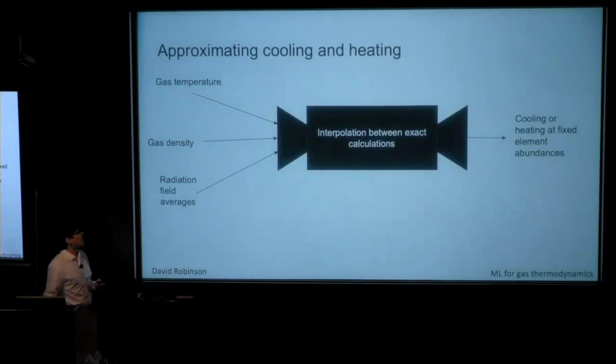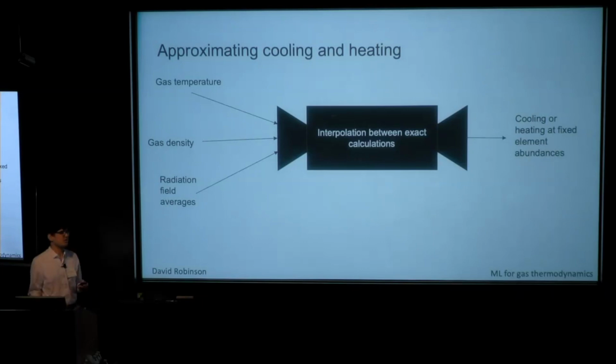For the case that I'm going to be talking about today, we're going to interpolate the cooling and heating functions at a fixed pattern of element abundances. As inputs to that interpolation, we have gas properties, the temperature and density, and then we want to characterize the incident radiation field by some averages in frequency or energy. We don't need machine learning to do this. We can do this with a linear interpolation table, but machine learning is a really useful approach for two reasons.